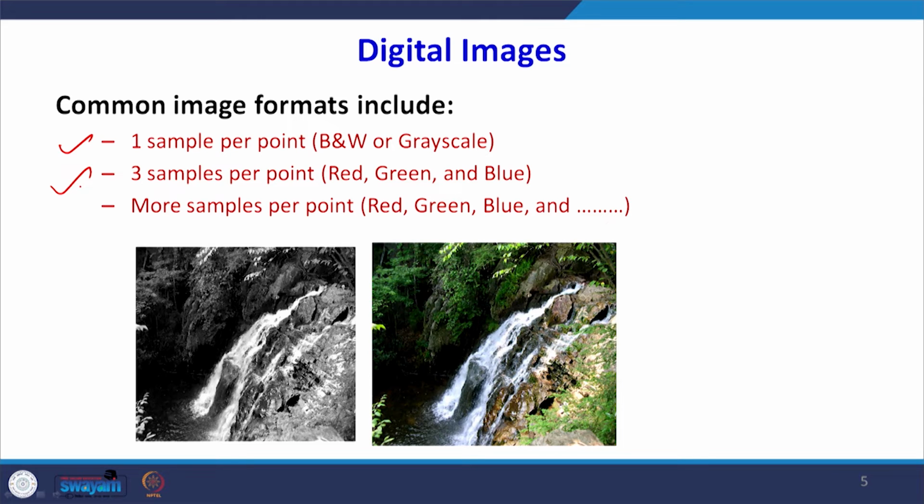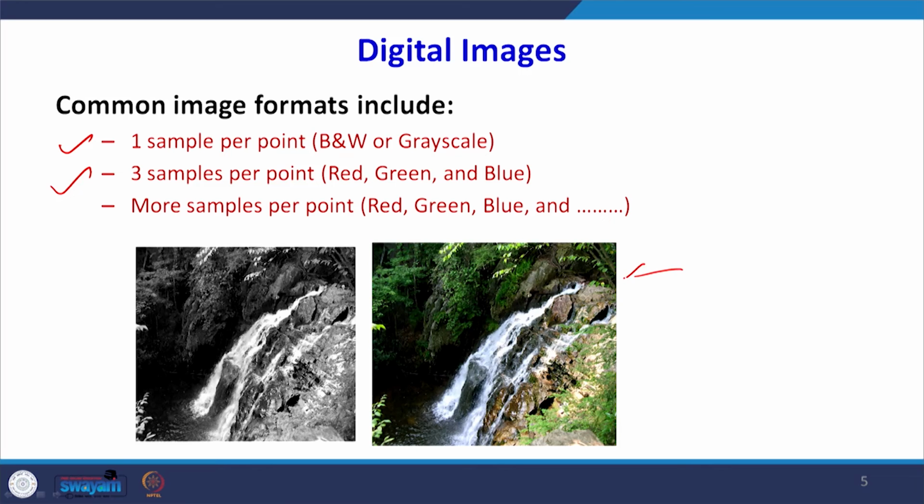So, if we take 3 samples at each particular location, that means we have 3 images, and if we superimpose them, we can get the color image which is shown on the right side. And the advantage of more samples is more clarity. The more samples at a point, the clearer the image is to us. As we can see, if we compare these two images visually also, the color image can provide more information as compared to the black and white data.